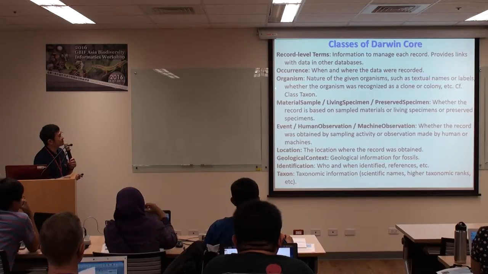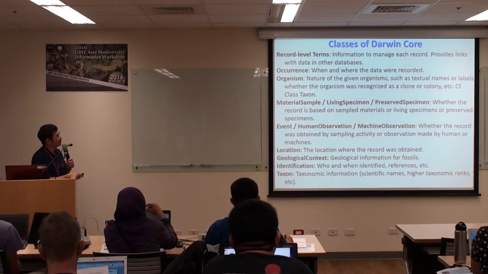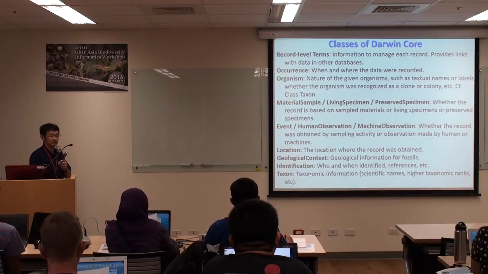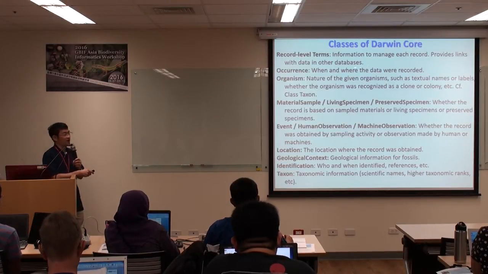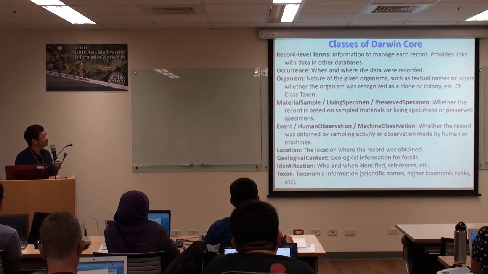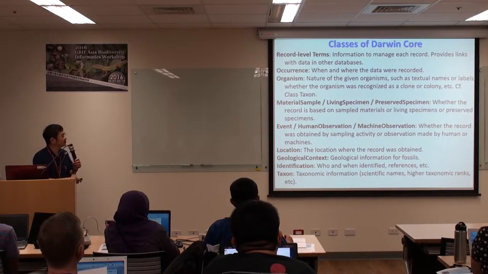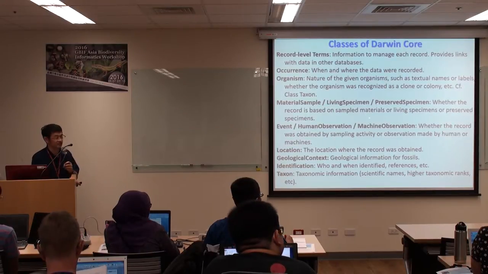Well, you see that organism may be closer or similar to taxon, but taxon is the taxonomic information about the scientific names of higher rank, while organism is a kind of physical nature of the organisms. That's the great difference. And then we come to materials, samples, living specimens, preserved specimens.